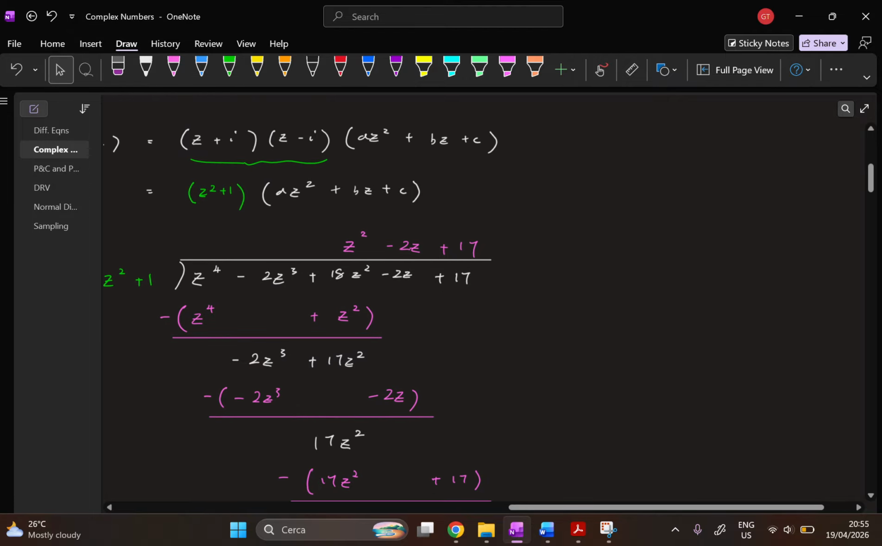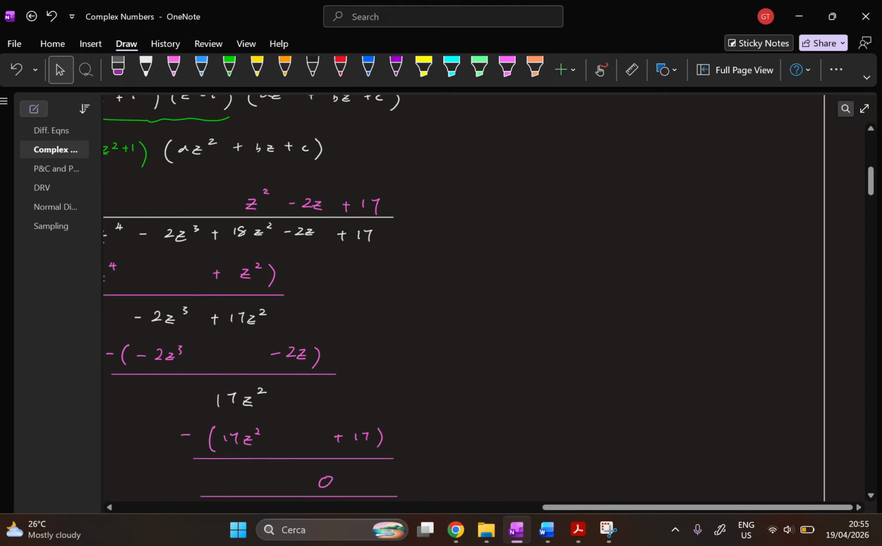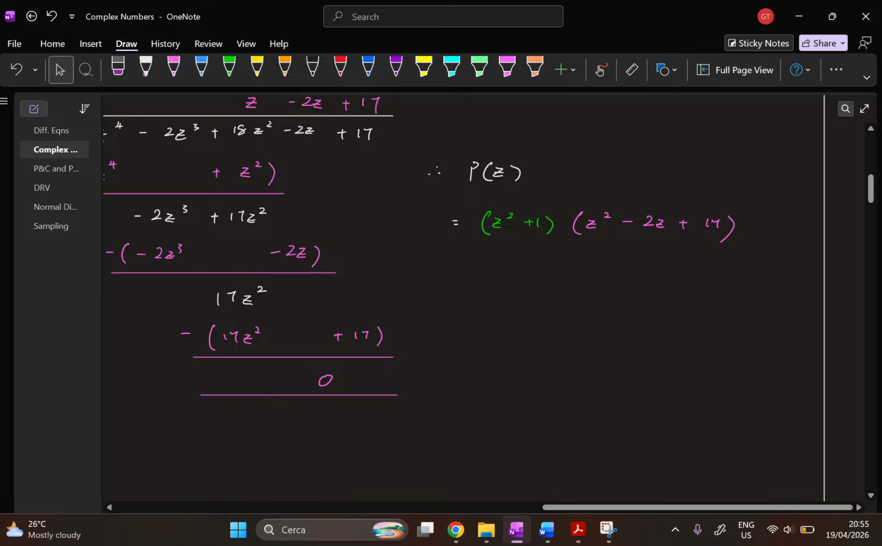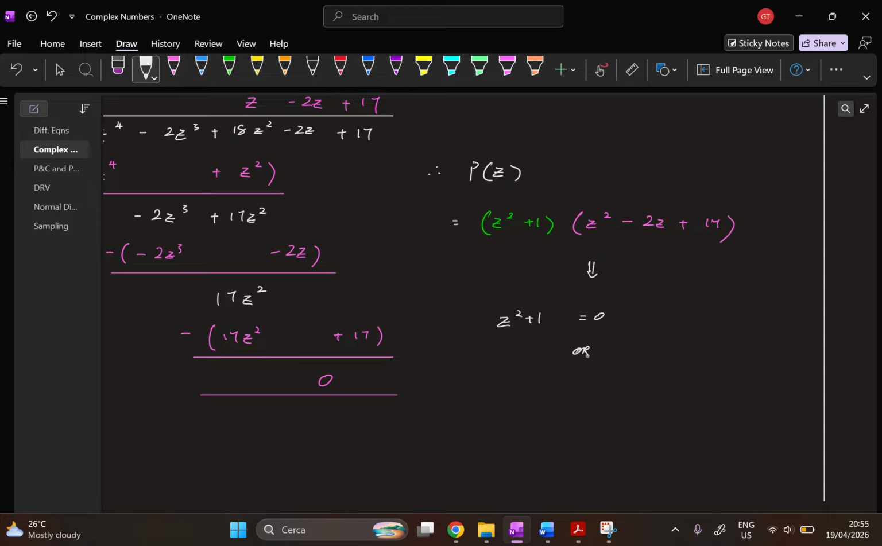Polynomial long division. And so therefore I can express p(z) as the product of these two factors. Okay? z squared plus 1 times z squared minus 2z plus 17. So, this means that by a very important theorem that you learn in Sec 2, the zero product theorem, this means that either z squared plus 1 equals to 0, or z squared minus 2z plus 17 equals to 0.